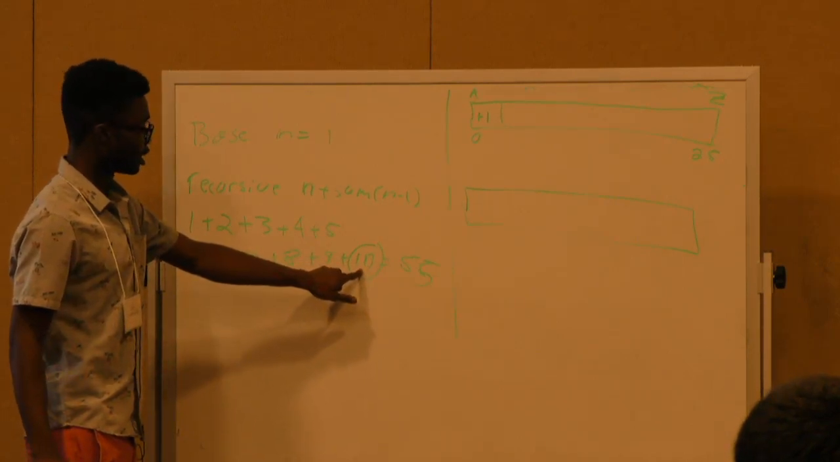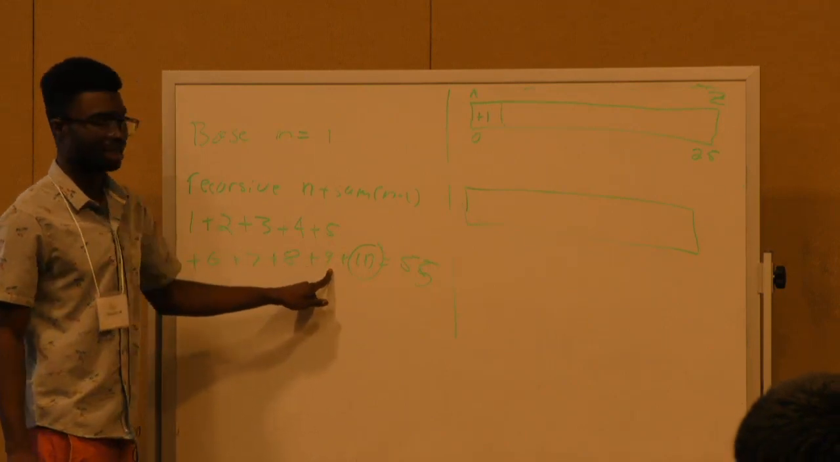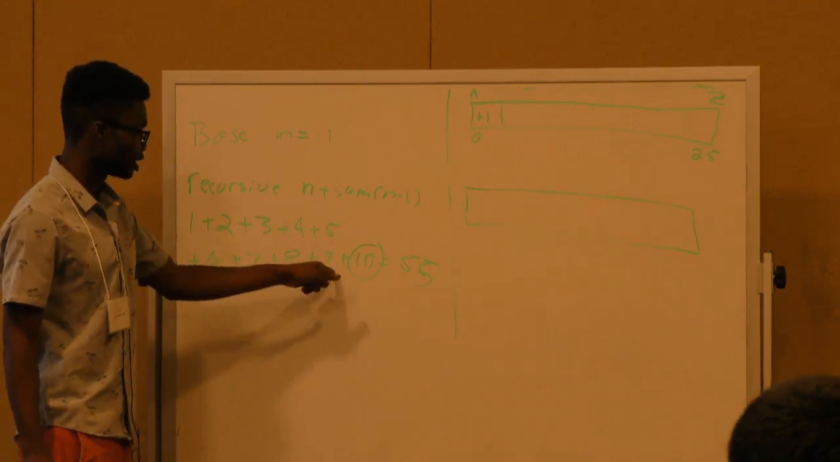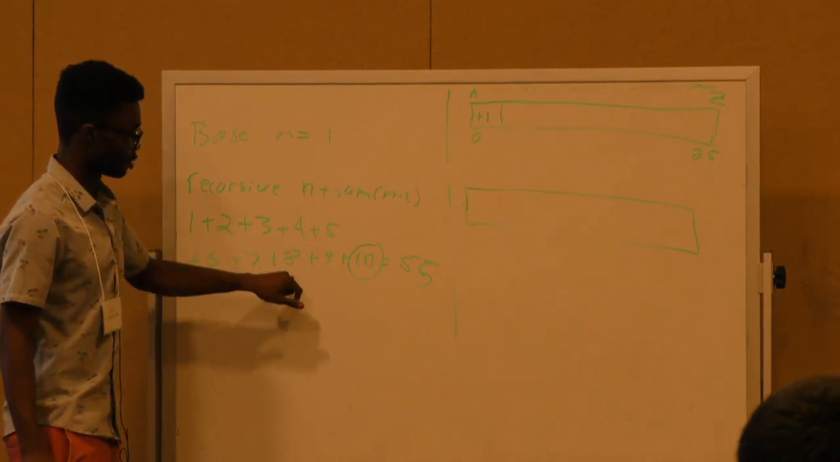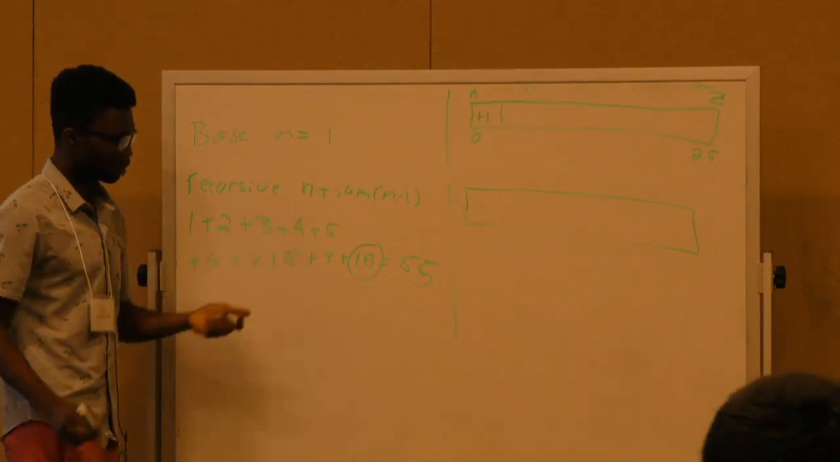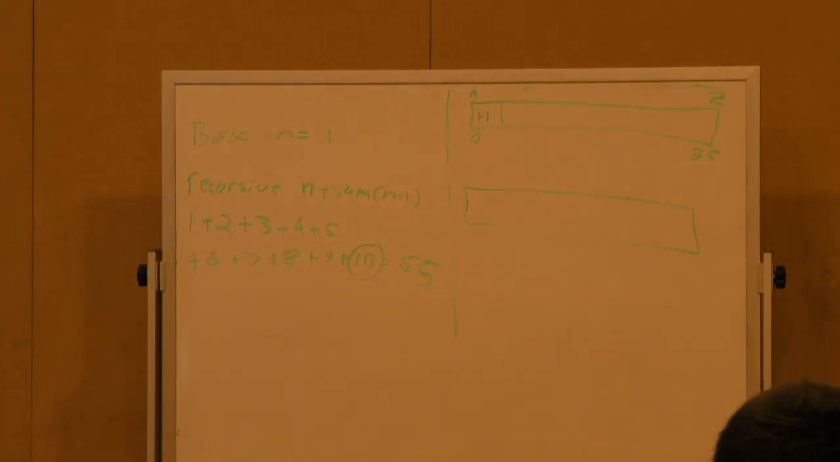the sum of the first 10 numbers turns out to be 10 plus the sum of the first 9 numbers. The sum of the first 9 numbers tends to be 9 plus the sum of the first 8 numbers. So the recursive step will always follow a similar pattern of finding your base case and figuring out how to get to your base case.